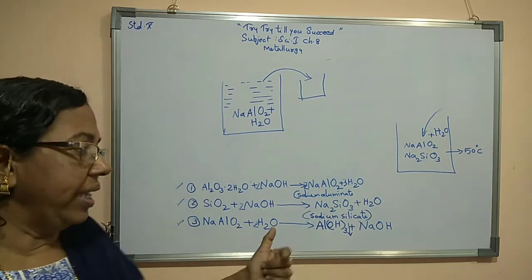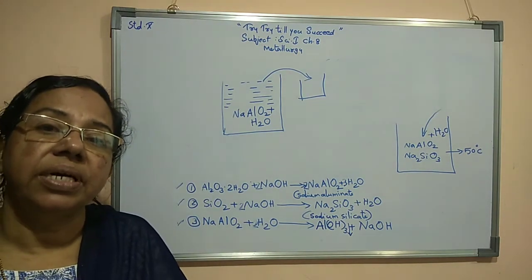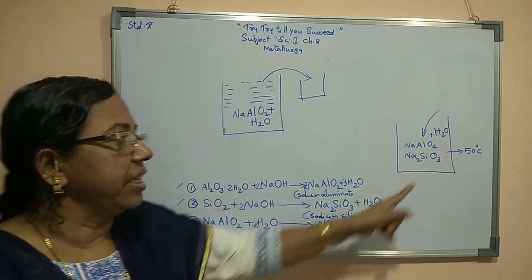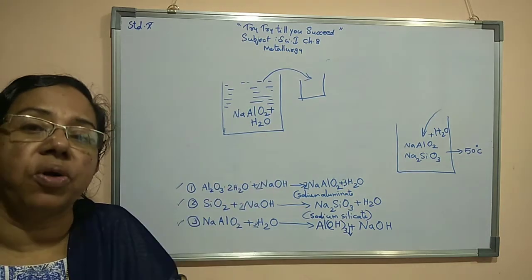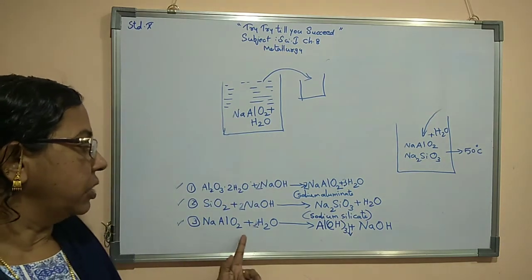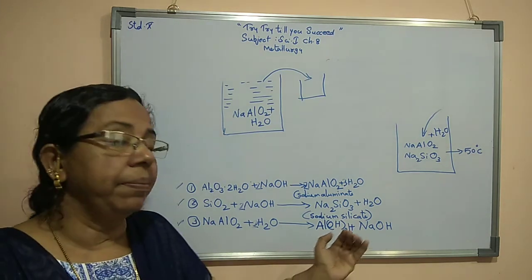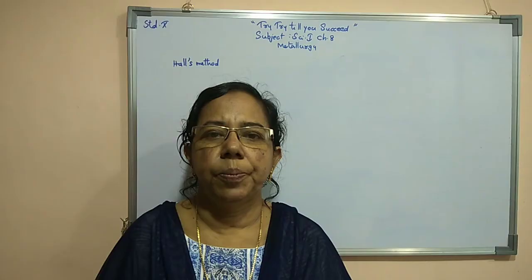Then only sodium aluminate will be there, that can be able to react with water. As a result of it, at which temperature? 50 degree Celsius. At 50 degree Celsius, till the time means we have to keep on pouring water. At 50 degree Celsius, we can say the reaction between sodium aluminate as well as water will take place. As a result of it, aluminium hydroxide and sodium hydroxide will form.